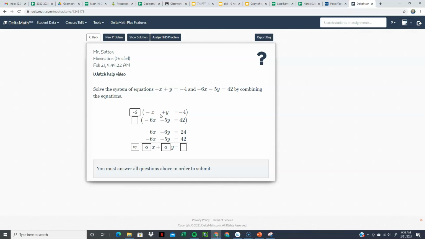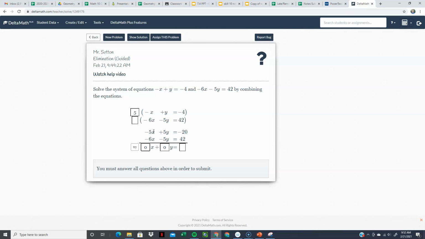Or if you wanted to eliminate the y, this one I think is a little more straightforward because we have the negative 5y down here. So in order to eliminate the y, we need to make this positive 5y. So we would just multiply by 5. So then when you distribute, you have negative 5x plus 5y equals negative 20. So 5 times negative 4 is negative 20. So we can go ahead and combine these. So this bottom equation, I'm not going to multiply by anything. So I'm just going to put a 1 out in front here. I'm not sure if you can leave this blank, but let's leave it blank and see what happens.